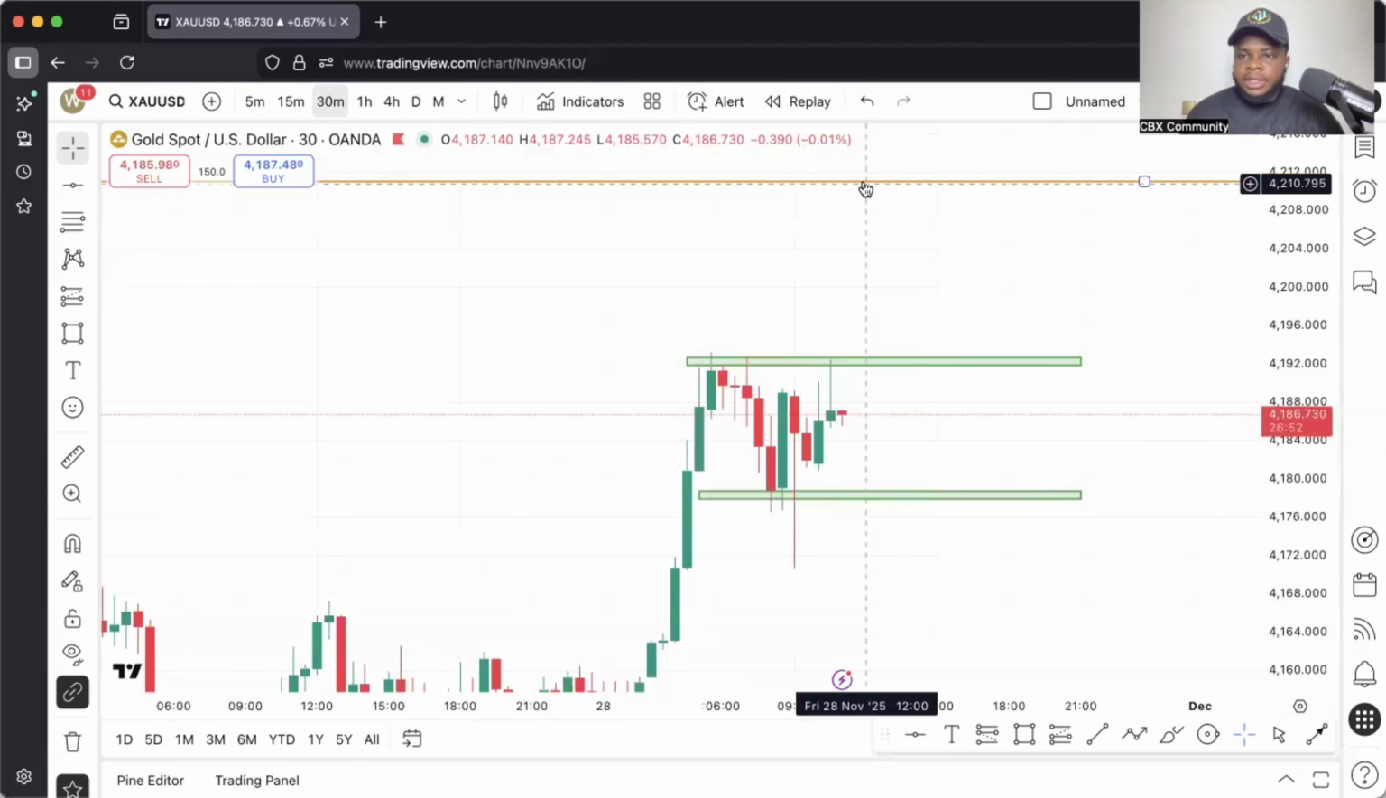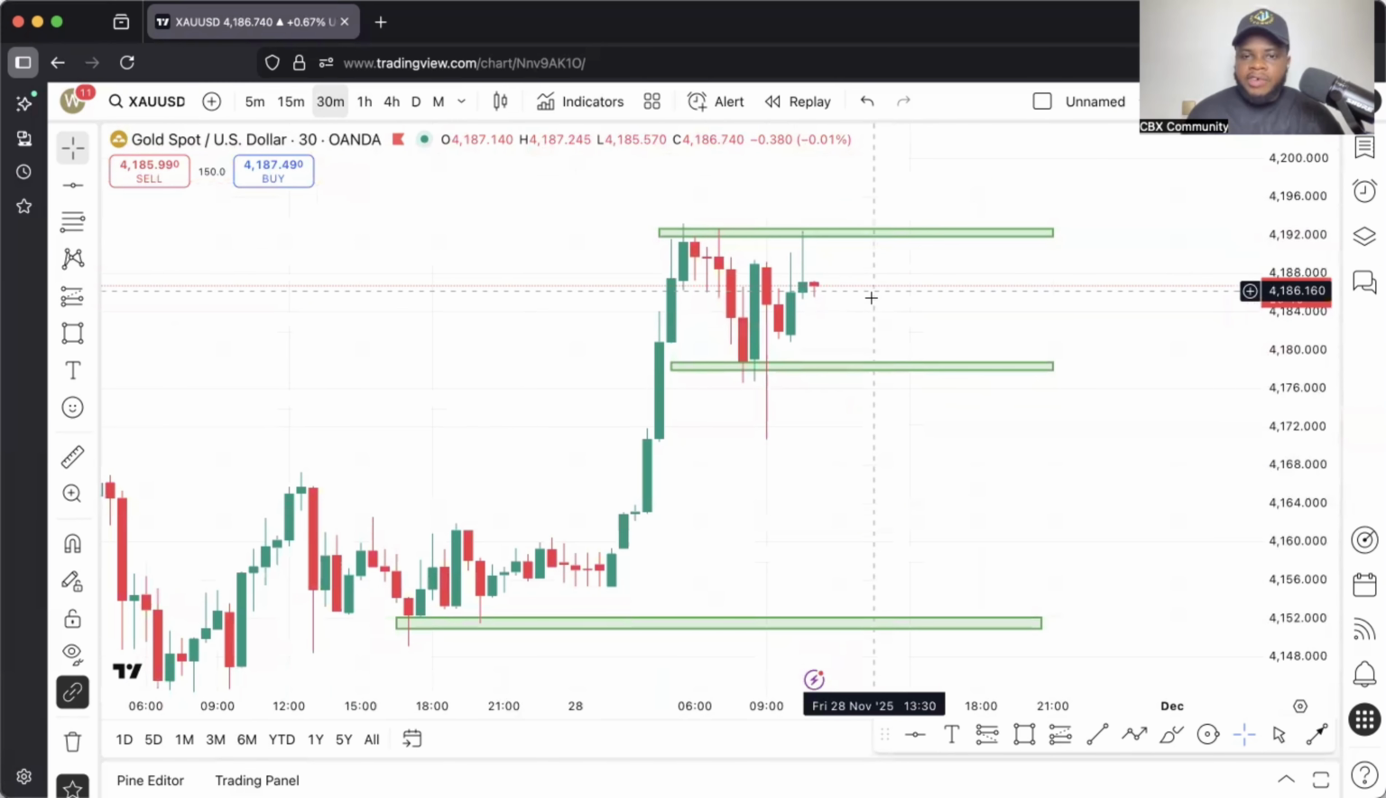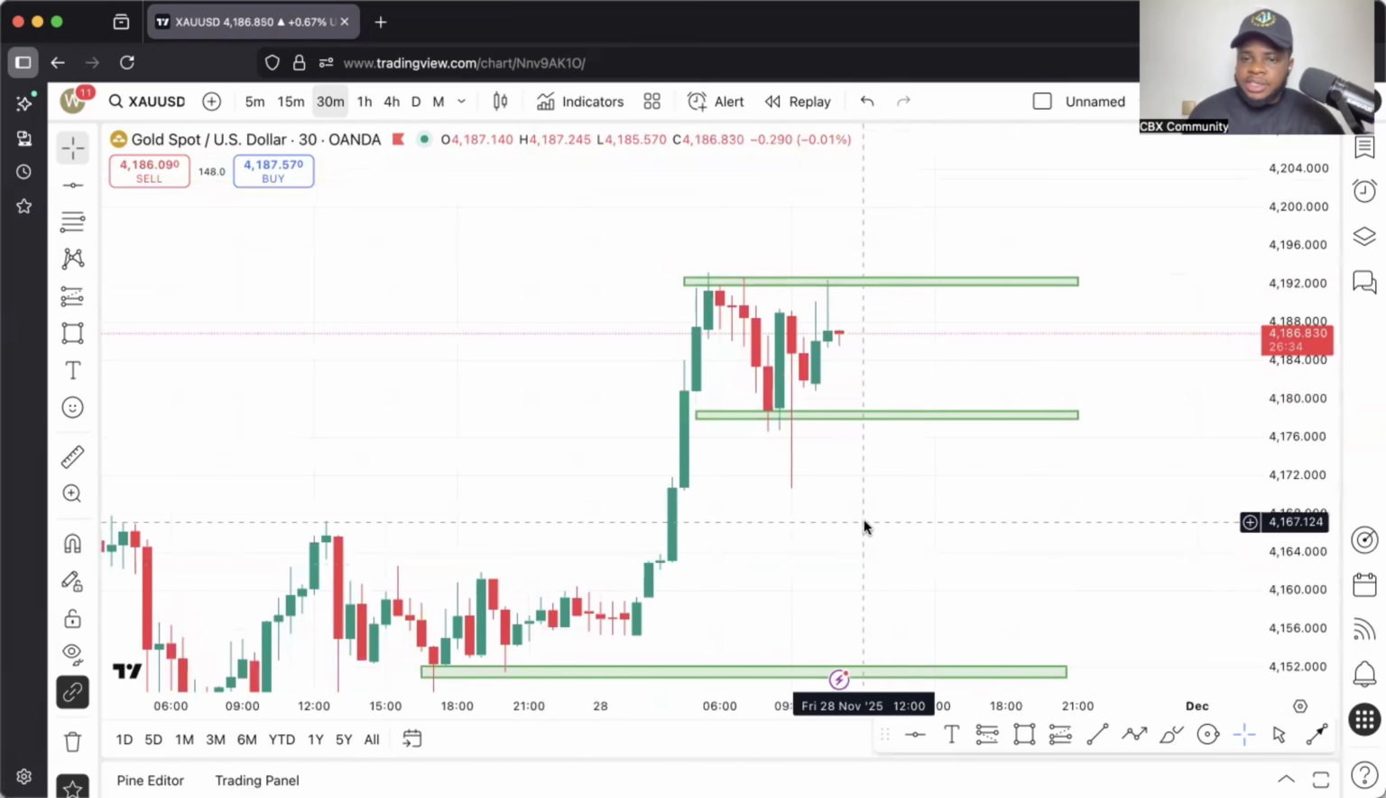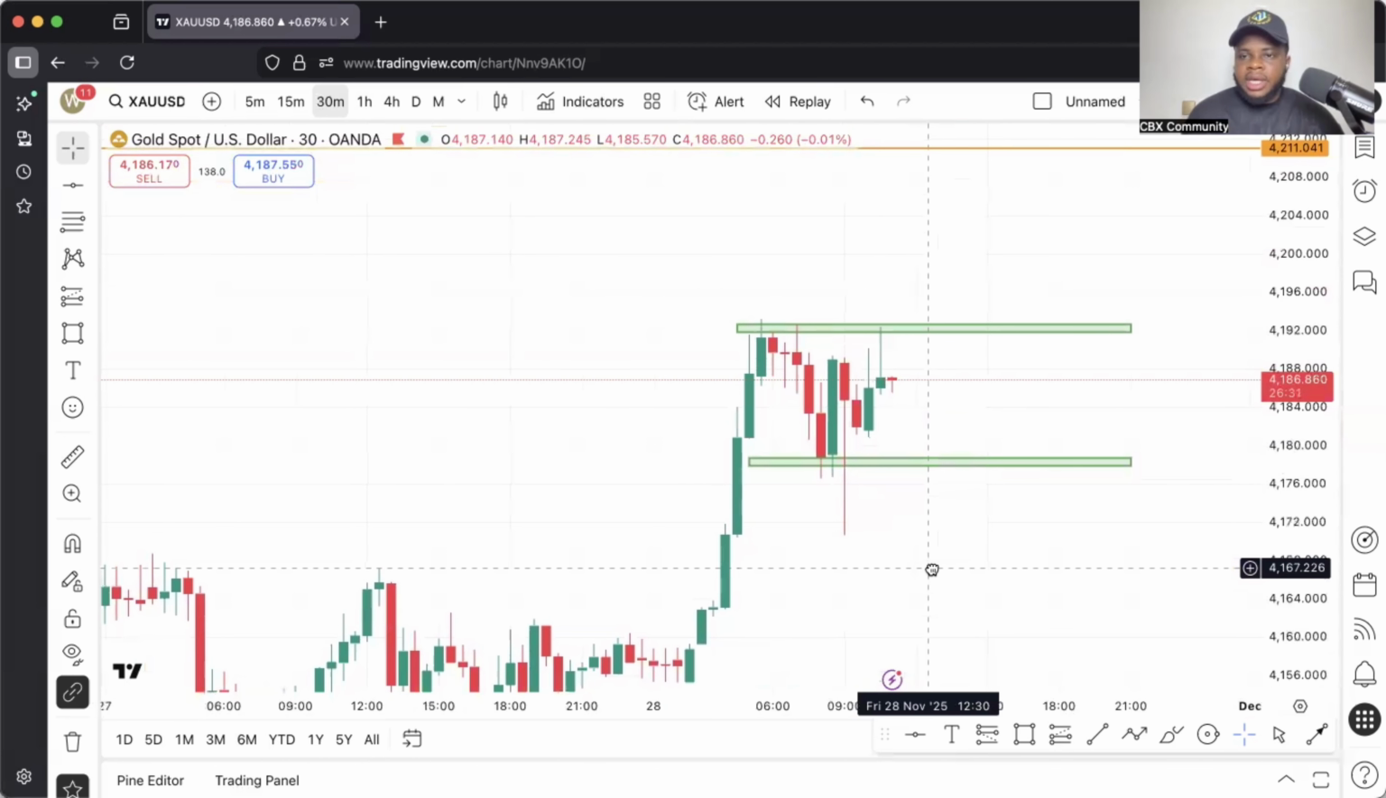So we have a resistance zone over here and we have a resistance zone over here, which we are looking at 191 pips from this resistance zone to this resistance zone. We also have a support zone and a support zone, which we are looking at 280 something or 290 something pips. So with this range that we have, and today is Friday, you need to ask yourself according to your trading plan, how much are you willing to take from the market, how many pips do you want to take from the market, and how much you want to risk in a trade.